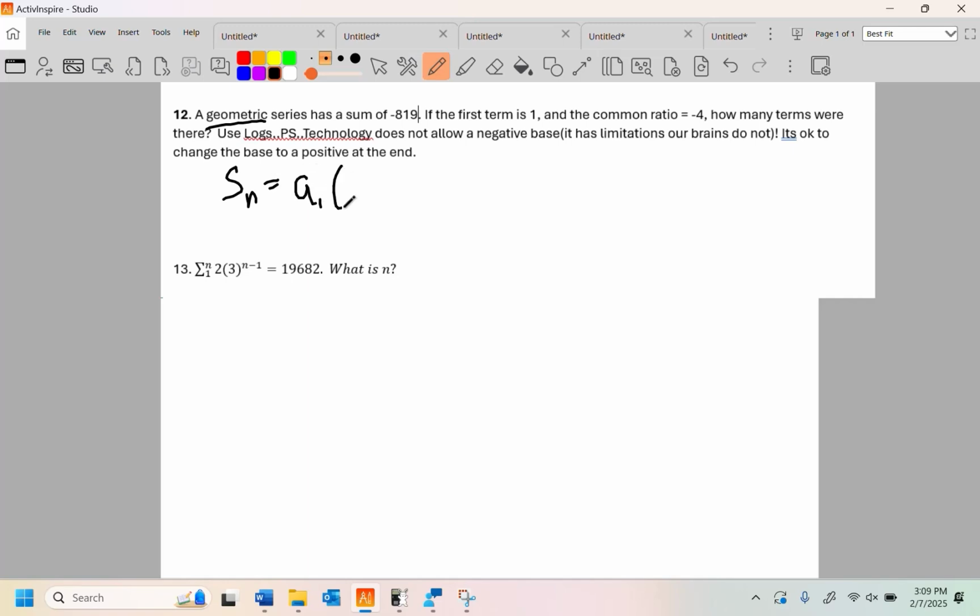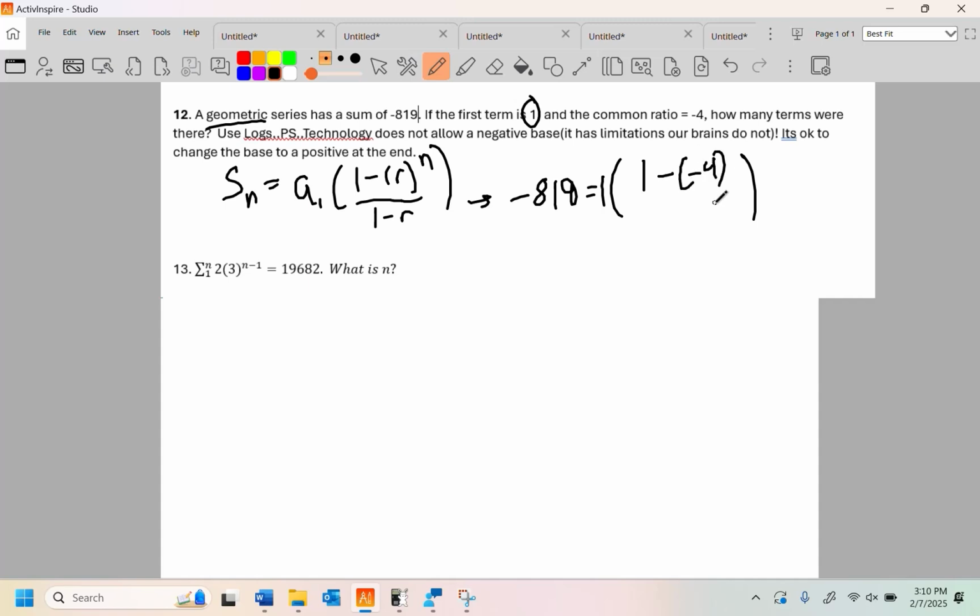The first term that I care about times 1 minus the ratio to the n over 1 minus the ratio. And the sum is negative 819. It would be equal to the first term, which is given as a 1, which is nice, over 1 minus, and if you don't wrap this in a negative, you're going to do something silly, like say that it becomes plus 4 to the n, the unknown, over 1 minus a negative 4.